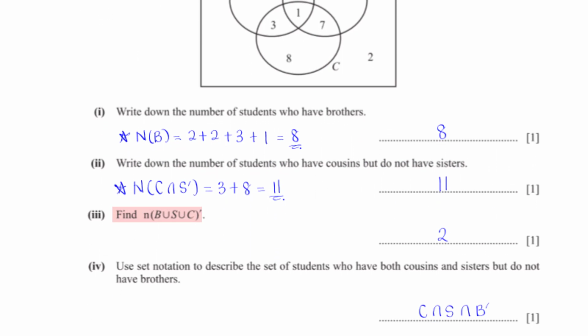Find the number of students who do not have a brother or a sister or a cousin. And from the Venn diagram, that number is equal to 2. Use set notation to describe the set of students who have both cousins and sisters but do not have brothers. So cousins and sisters will be represented as C intersection S, but do not have brothers will be represented as intersection B complement.